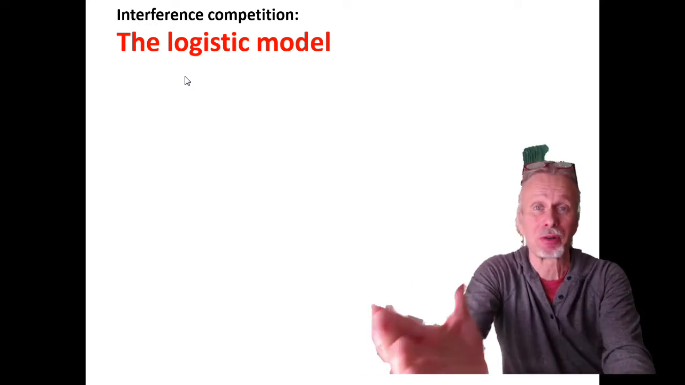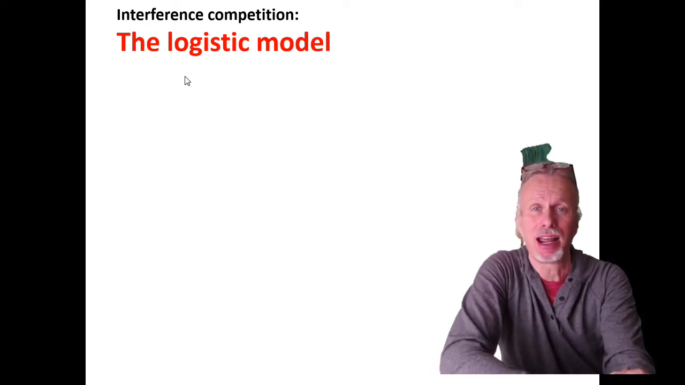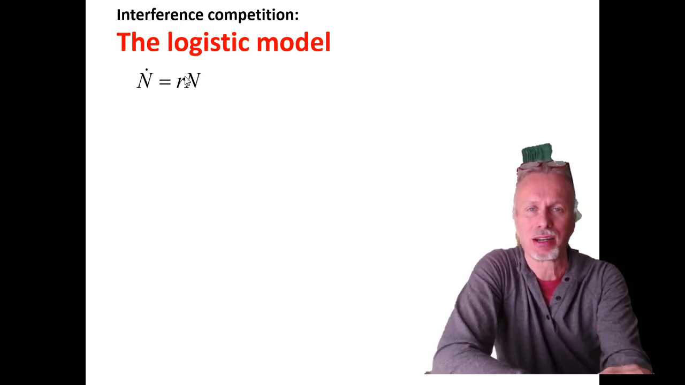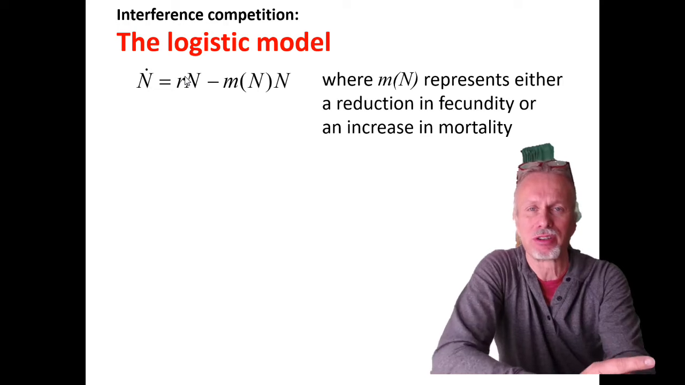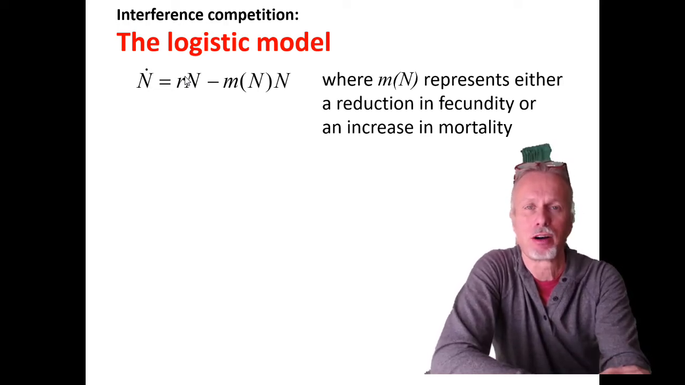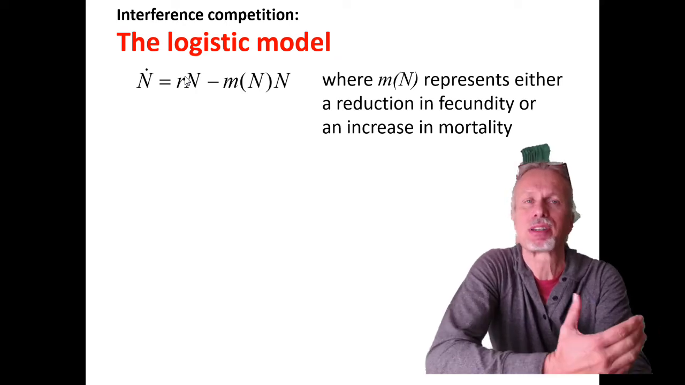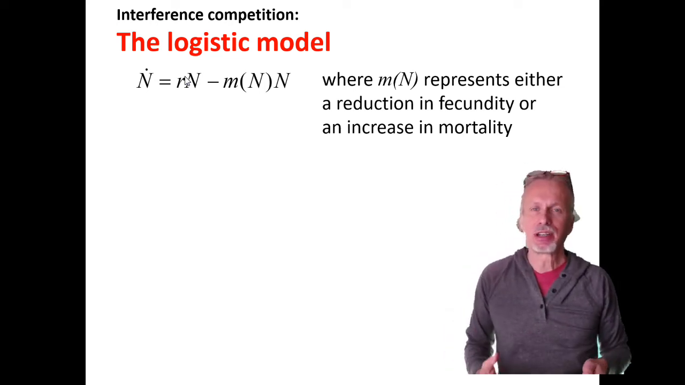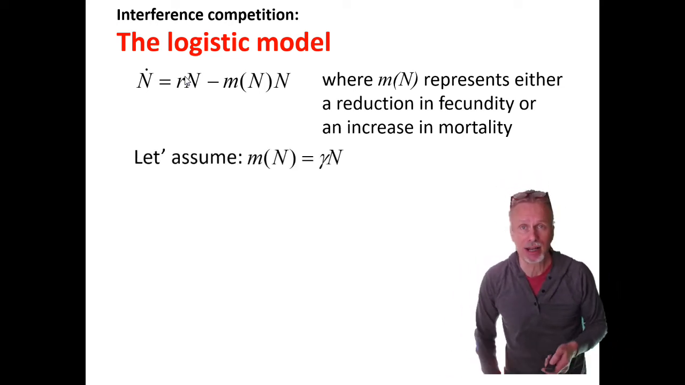Okay, let's have a look at the logistic model. Let's start from our original Malthusian model, the one where we have dN/dt = rN. We now consider that there is an additional term, a term of loss of individuals, where m(N) represents either a reduction in fecundity or an increase in mortality.